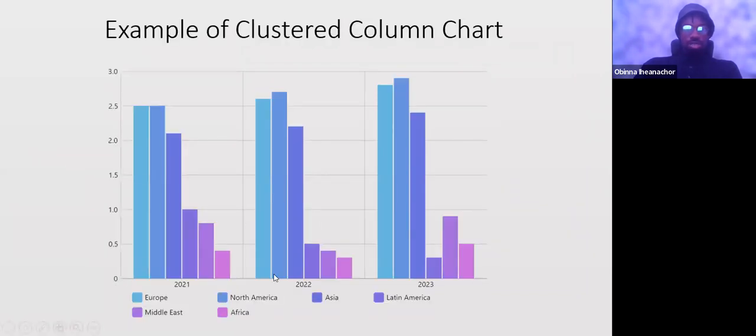So let's see an example of a clustered column chart. So you have a clustered column chart showing you values by year, and the colors correspond to the continents, right? So you have Europe, North America, Asia, and you can look, each continent has its own bar for each year, right? That's a clustered column chart.